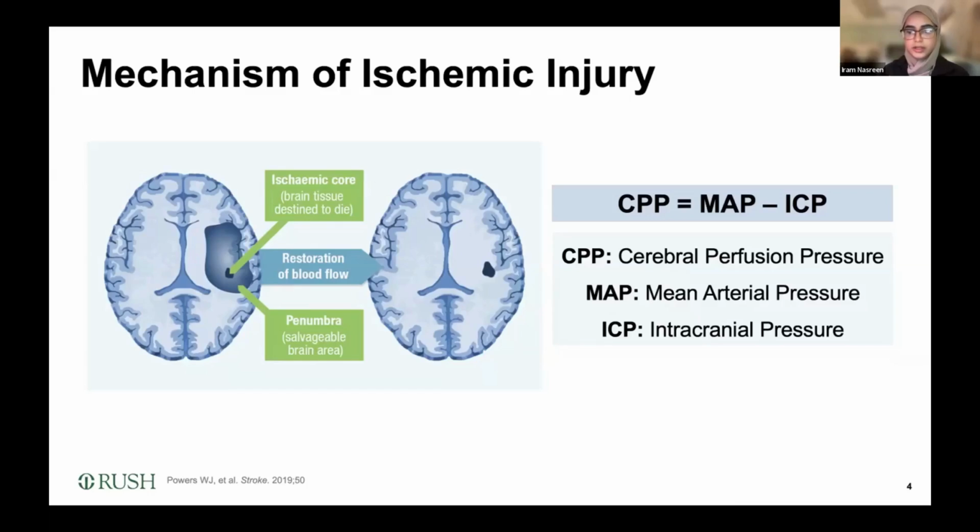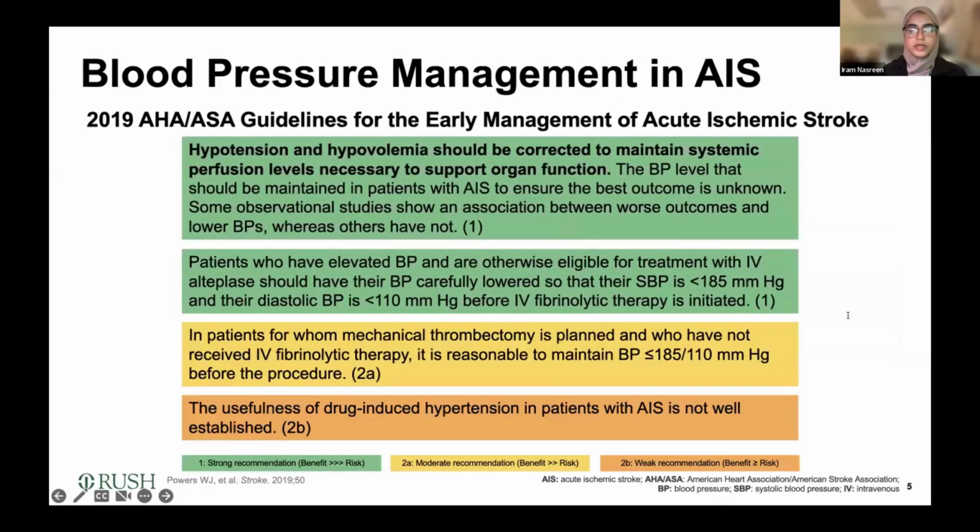Elevated systolic blood pressure may therefore play a beneficial role, theoretically, in preserving blood supply in the penumbra and preventing further damage. According to the 2019 AHA and ASA guidelines for the early management of acute ischemic stroke, hypotension and hypovolemia should be corrected to maintain systemic perfusion levels necessary to support organ function. The blood pressure level that should be maintained in this patient population to ensure the best outcome is really unknown. Some observational studies show an association between worse outcomes and lower blood pressures, but some don't. So we don't have any direct or hard evidence that supports a specific goal.